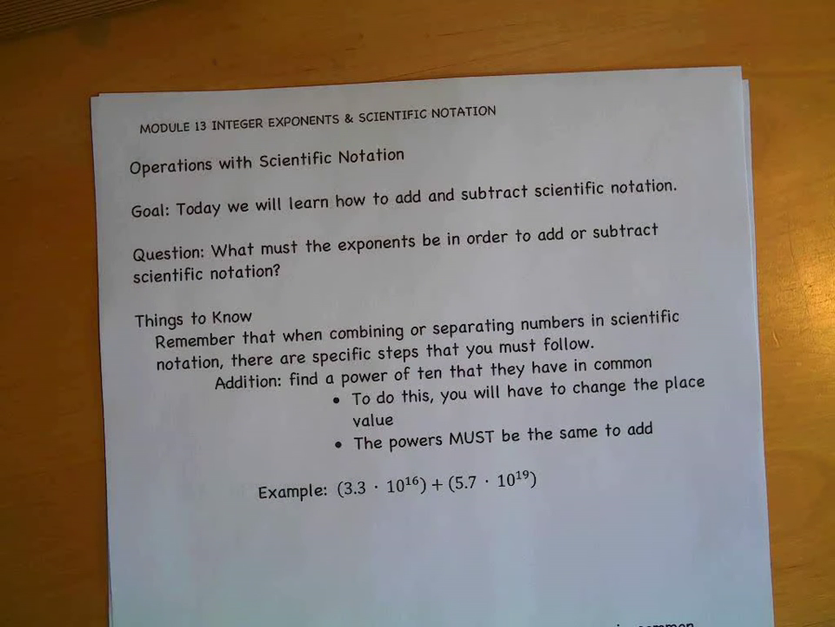In our previous lesson, we talked about how to multiply and divide with scientific notation. In today's lesson, we're going to talk about how to add and subtract. Remember that when combining or separating numbers in scientific notation, there are specific steps you must follow. With addition, the first thing you need to do is find a power of 10 that they have in common. To do this, you will have to change the place value. And the powers must be the same in order to add.